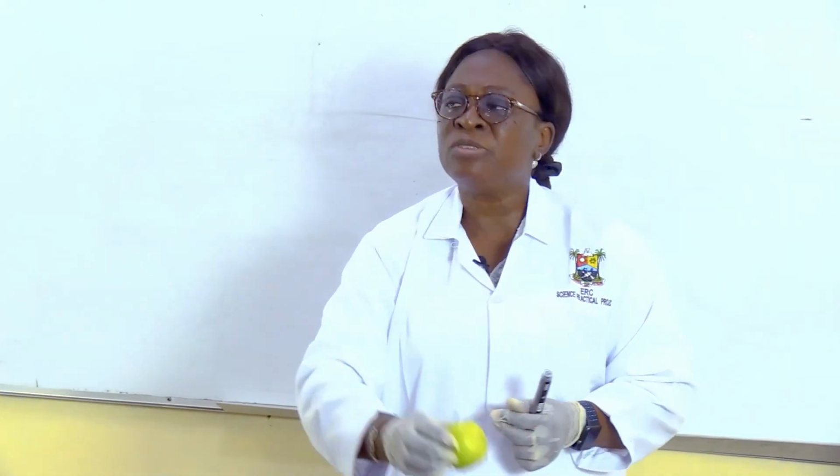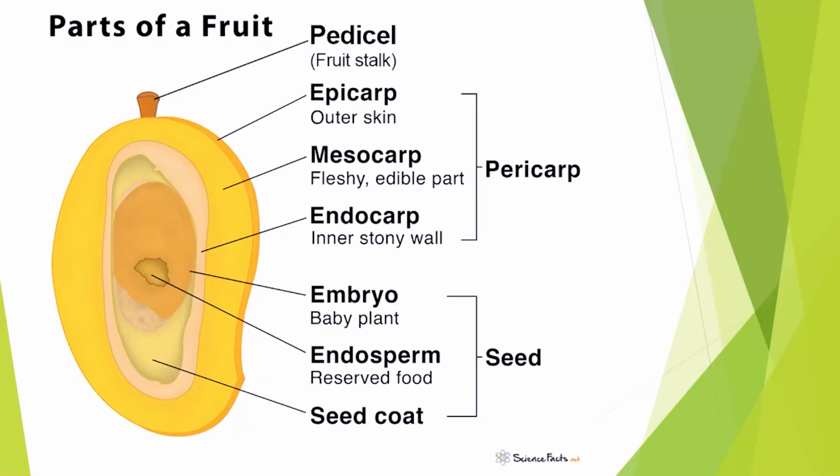Now, cutting through the fruit longitudinally, as it is being shown on the screen, we have the outermost part of the fruit, which is generally altogether called pericarp. The pericarp is, however, divided into the outermost part, the middle part, and the innermost part, as explained earlier. The outermost part is the epicarp, as seen on the screen, followed by the mesocarp.